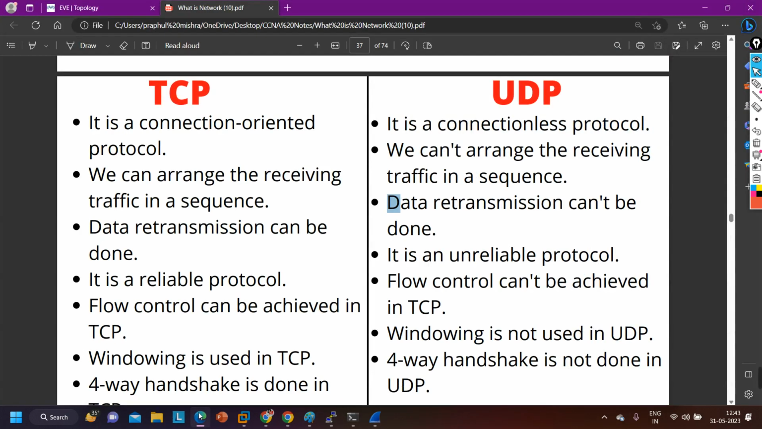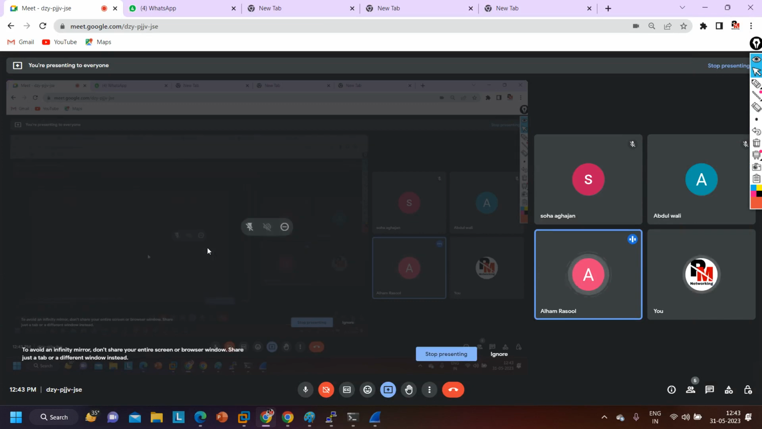Sometimes when we talk, it happens to me that the receiver receives my talk a few seconds later, and then I receive his voice a few seconds later. Which protocol is this one? Maybe that is using TCP. Okay, got it. In TCP only you will get those types of problems.